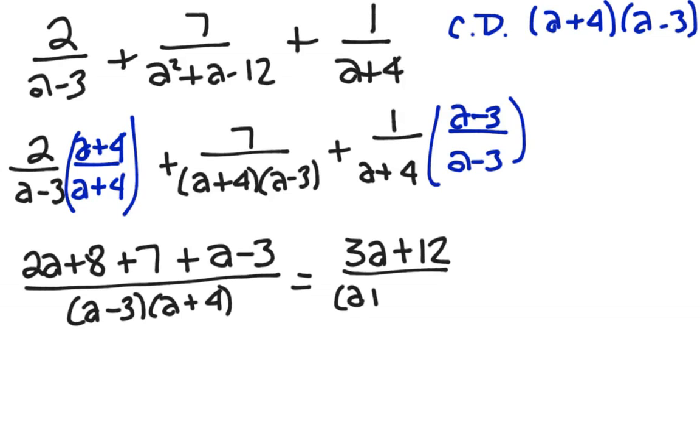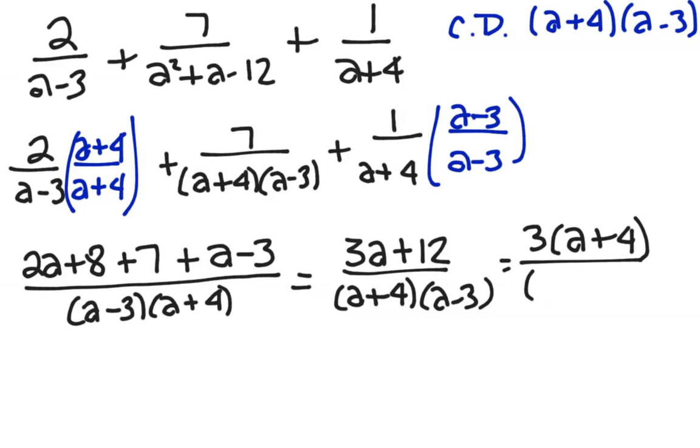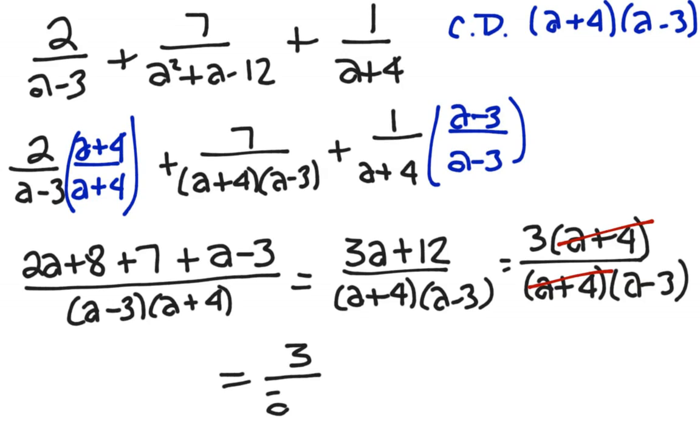So I have (3a plus 12) over (a plus 4)(a minus 3). I can factor a 3 out of my numerator, so I'm going to do that. That is helpful because, again, it will allow me to reduce, because numerator and denominator have a factor of a plus 4. And that gives me a final answer of 3 divided by a minus 3.